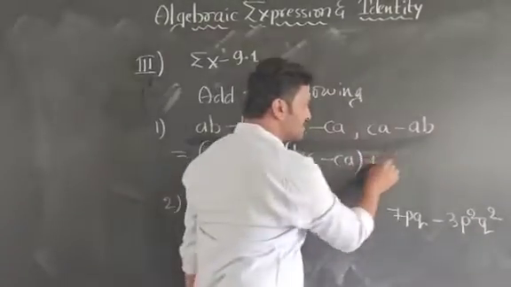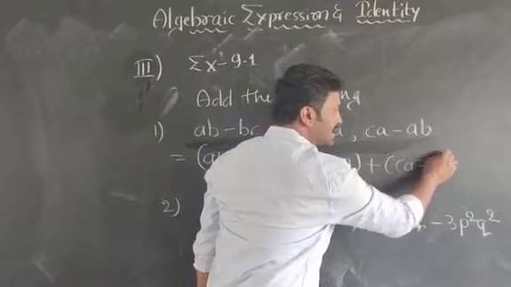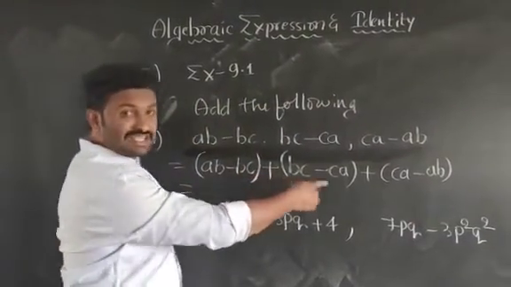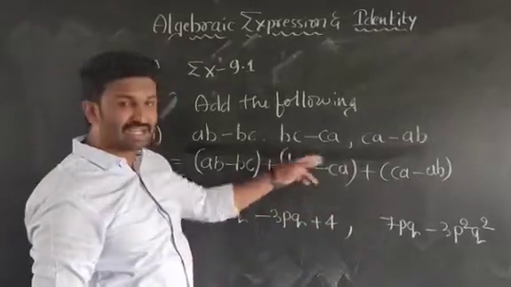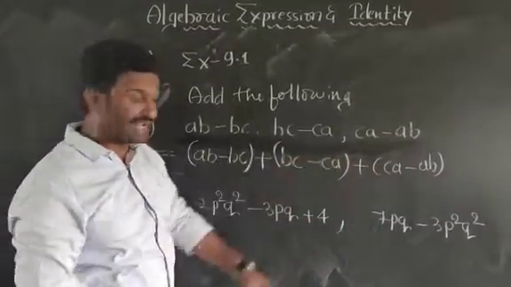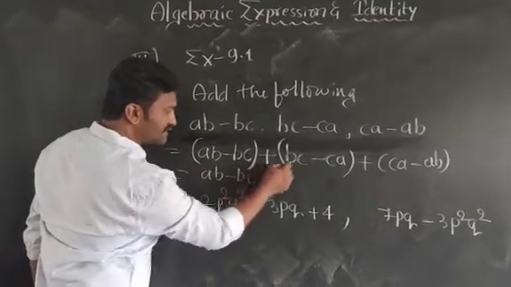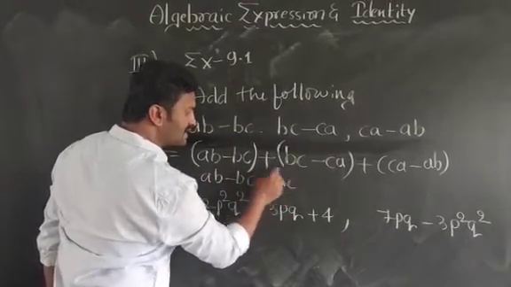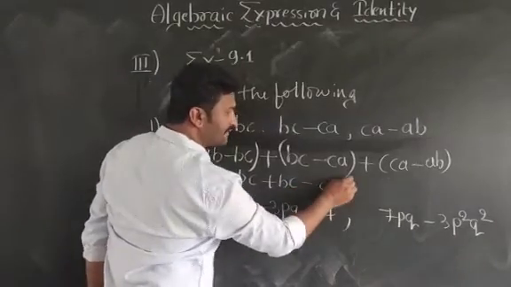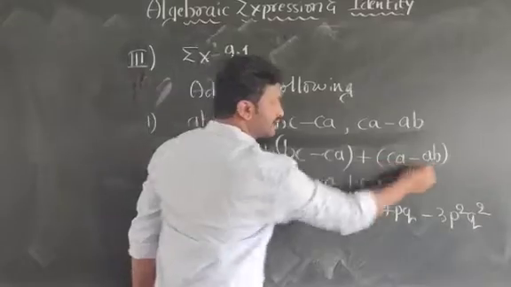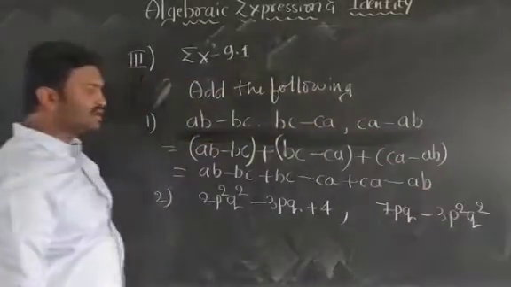and next plus CA minus AB, and just remove this bracket by multiplying the sign inside. This one has AB minus BC, and plus into BC is plus BC, plus into minus is minus CA, and this is plus into CA, CA, plus into minus is minus AB.